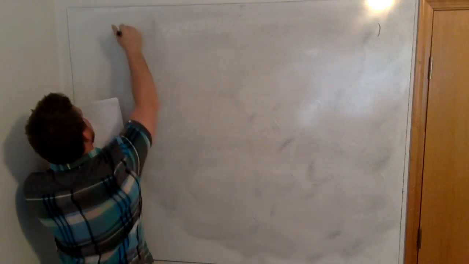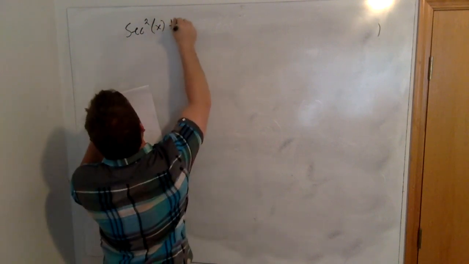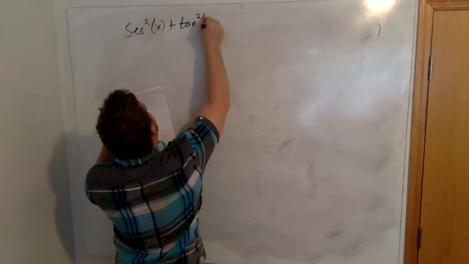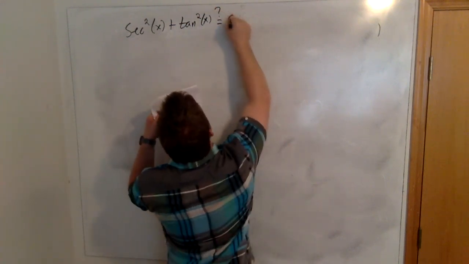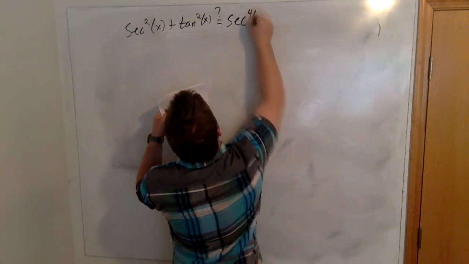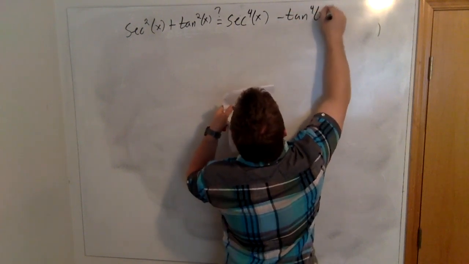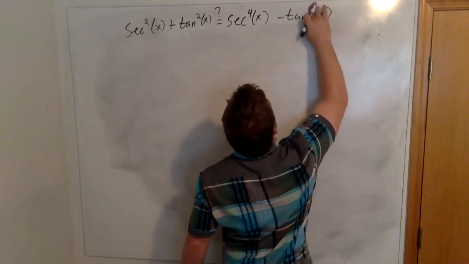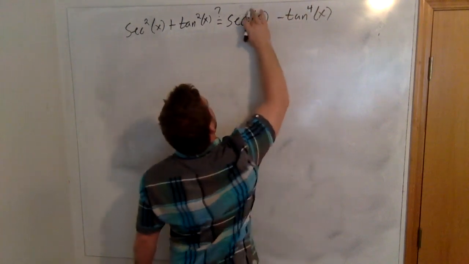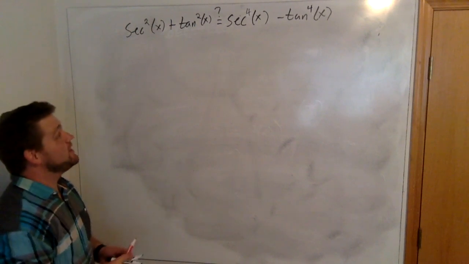Okay. Let's say we have a secant squared of x plus, how about a tan squared of x? And we want to show that this is equivalent to a secant to the 4th of x minus a tan to the 4th of x. We want to show that these are equivalent. Go ahead and pause the video and give this one a shot on your own before we do it together. Okay, let's go ahead and do this.